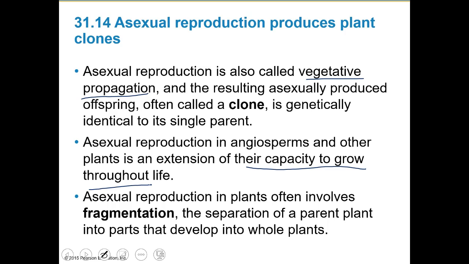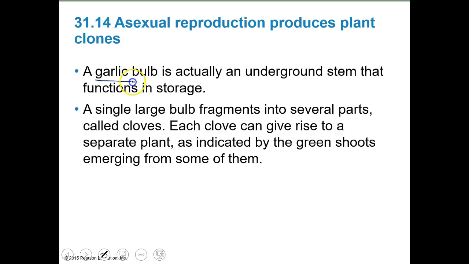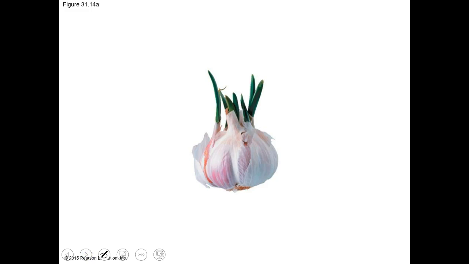Asexual reproduction in a plant often involves fragmentation, or the separation of a parent plant into parts to develop into whole plants. So a garlic bulb is actually an underground stem that functions in storage. A single large bulb fragments into several parts called cloves, and each clove can give rise to a separate plant, as indicated by the green shoots emerging from them. Okay. So if you let them grow too long, each of these can form its own plant in a garlic bulb.